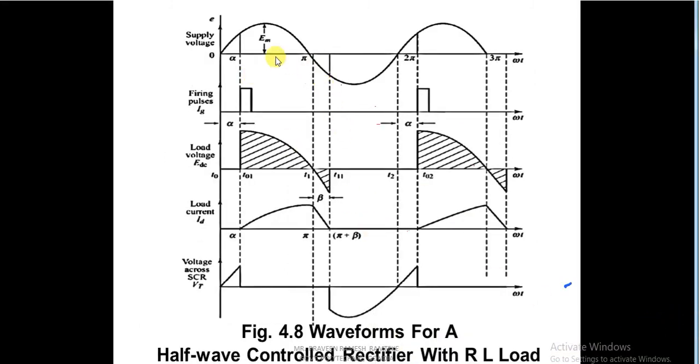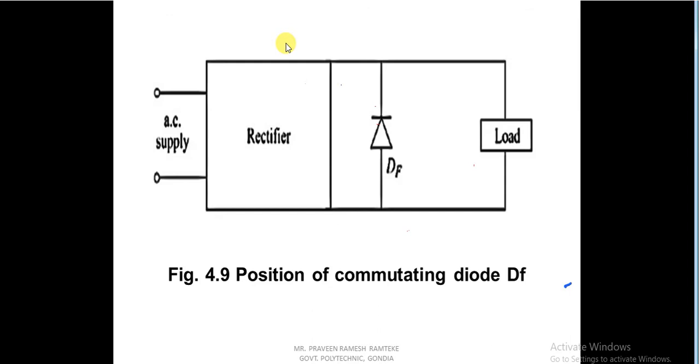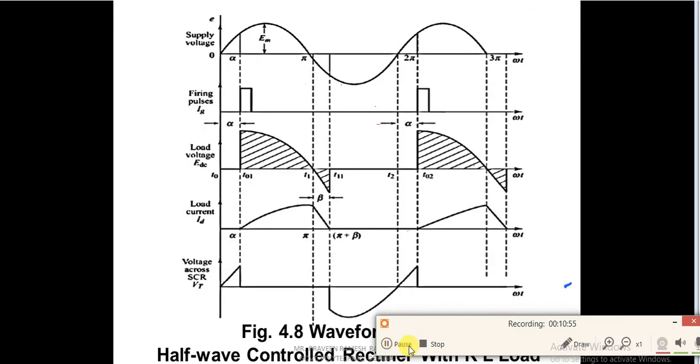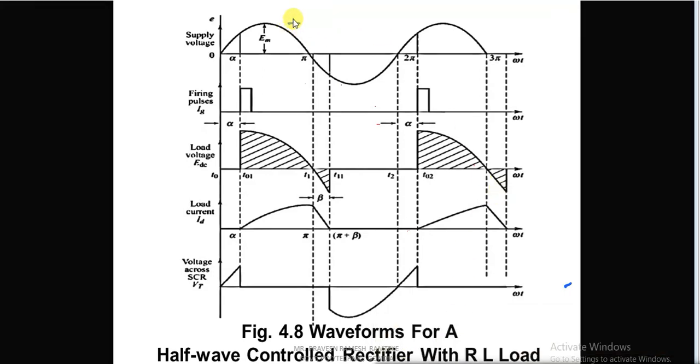So if you look at the waveform, this is the supply voltage, meaning the input AC waveform. This is the positive half cycle, this is the negative half cycle, and again the sequence gets repeated. These are the gate pulses applied after the firing angle alpha. The SCR will get triggered, and once the SCR is triggered during the positive half cycle, we will obtain the load voltage EDC.